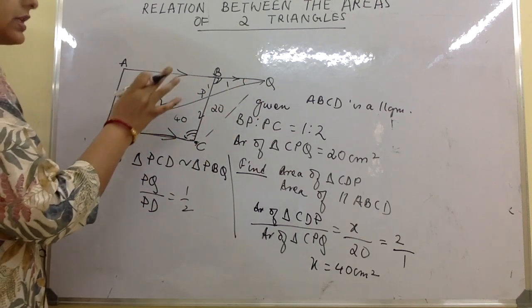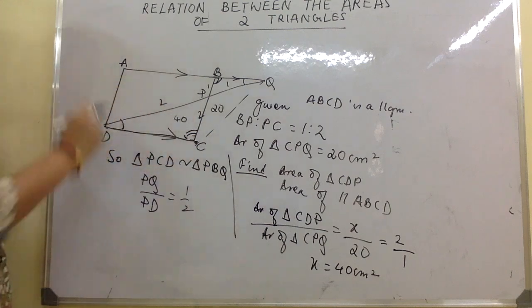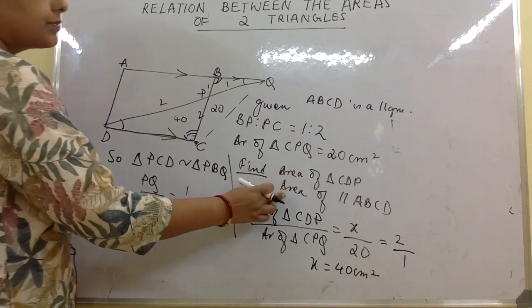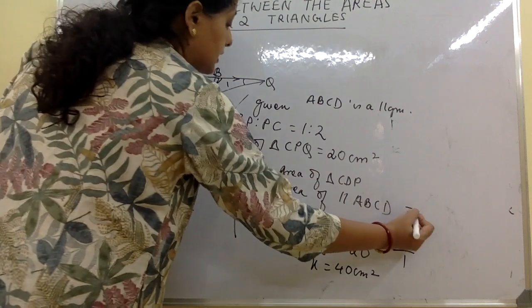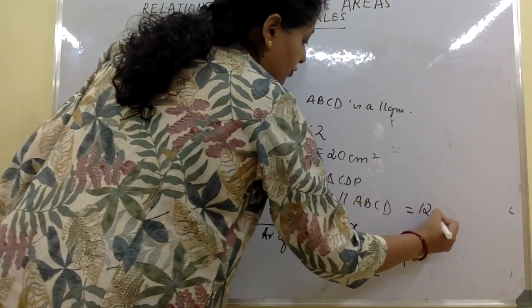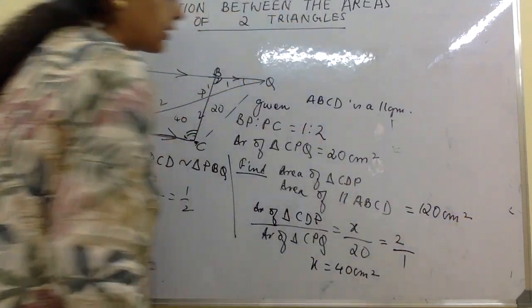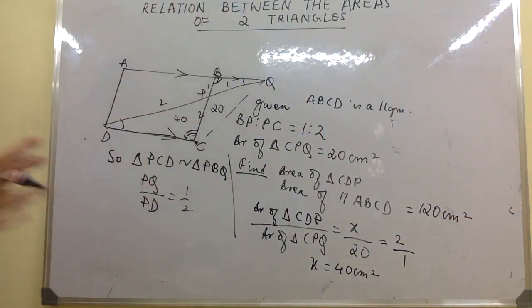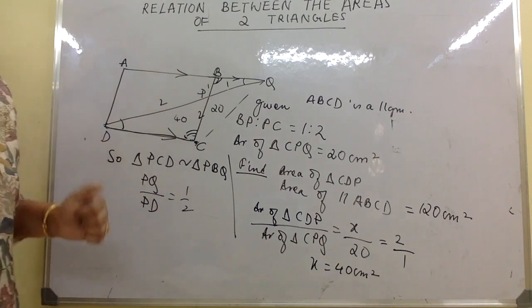If 60 is the area of this triangle, then the area of parallelogram ABCD becomes how much? It becomes 120, double of that, 120 centimeters square. So this was one sum, a little difficult I would say, because we are using that theorem.